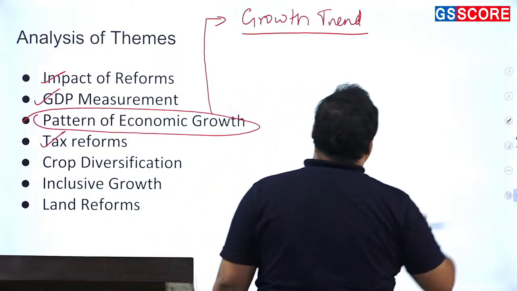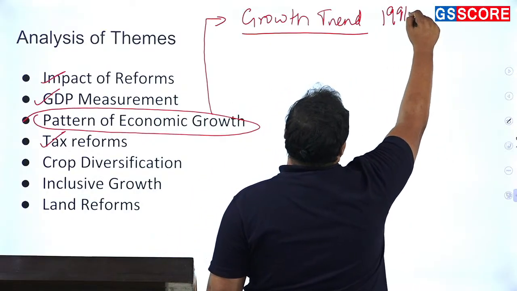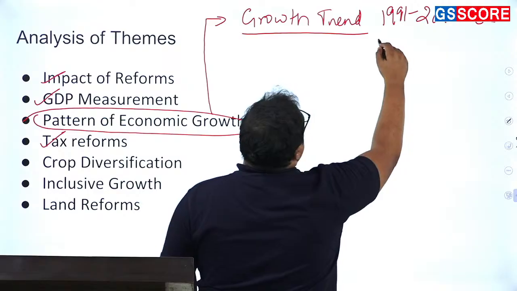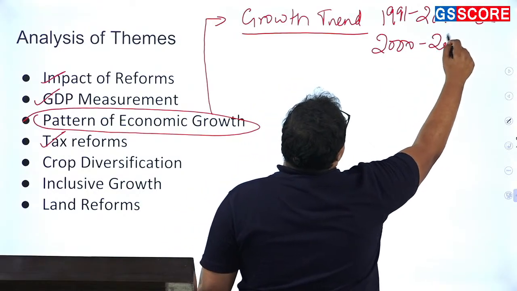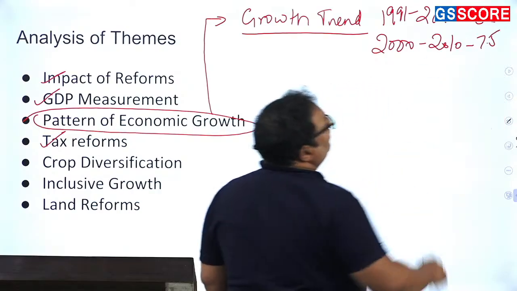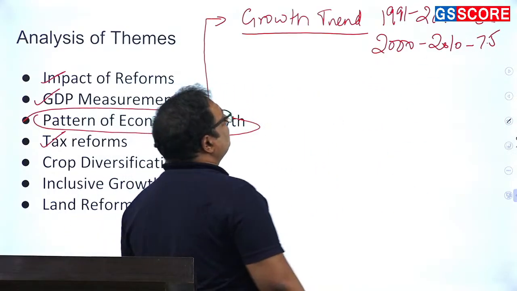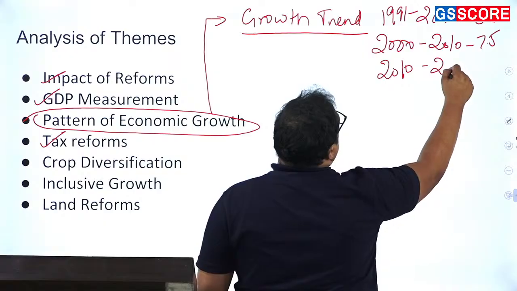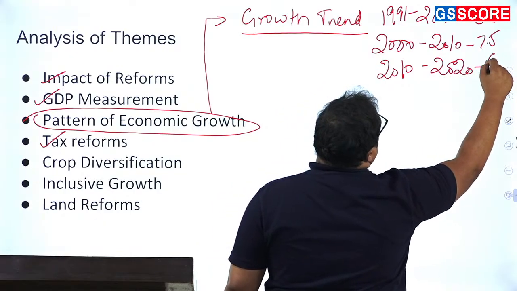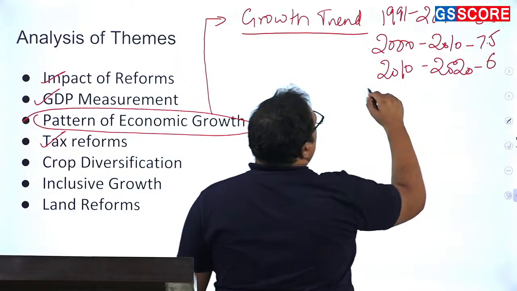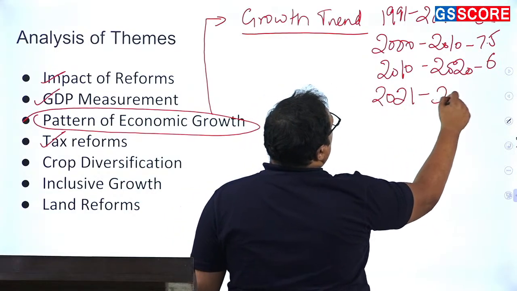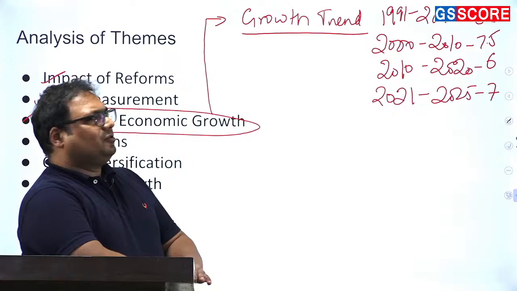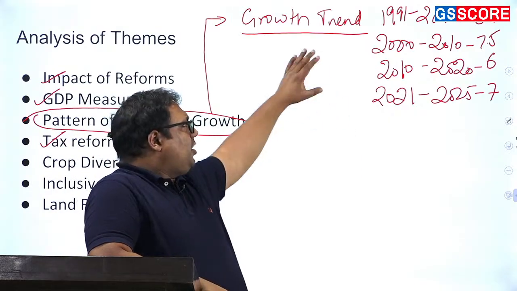How do you analyze the growth trend? For example, between 1991 to 2000, average growth rate of India was 6.5%. Then between 2000 to 2010, average growth rate of India was 7.5%, or 7.4%, let's say. Then from 2010 to 2020, average growth rate of India was, let's say, 6%. Then 2021 to 2025, the average growth rate has been around 7%. So this is how the trend is there.